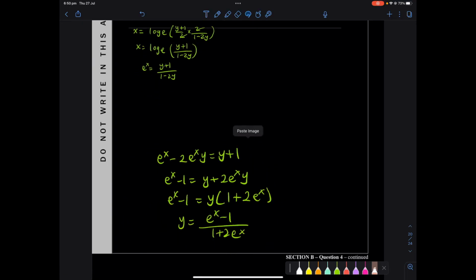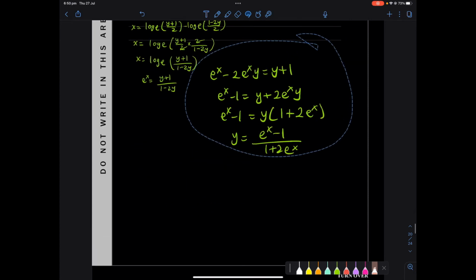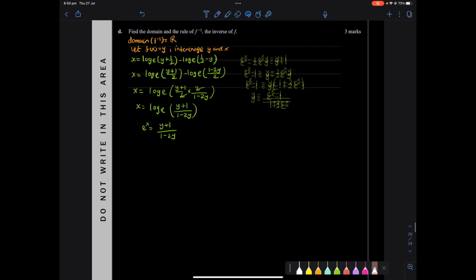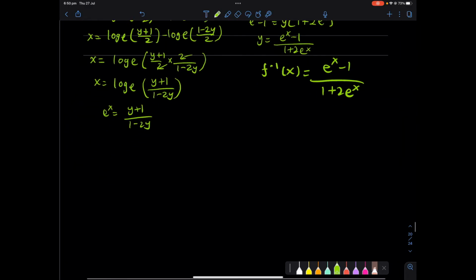Bring it over here. Now, your final answer is, because y is f of x, we have to say f inverse of x is equal to (e^x − 1) over (1 + 2e^x). There we go, if that's right.